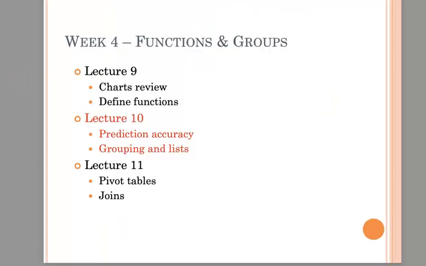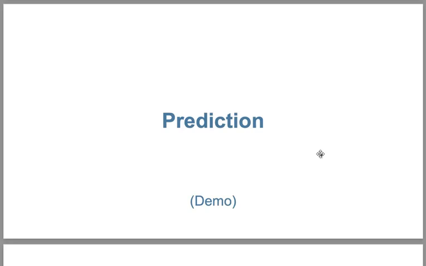In Lecture 10, the first part, we will introduce a prediction example. Then we'll analyze our prediction accuracy. In the second half, we will talk about grouping and introduce list. The first thing, let's talk about prediction.